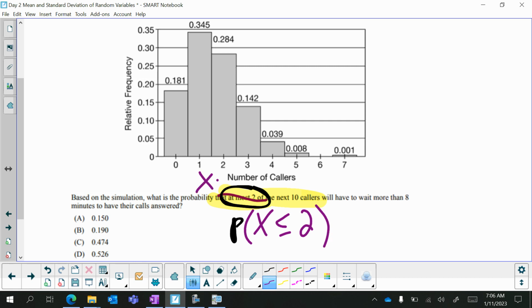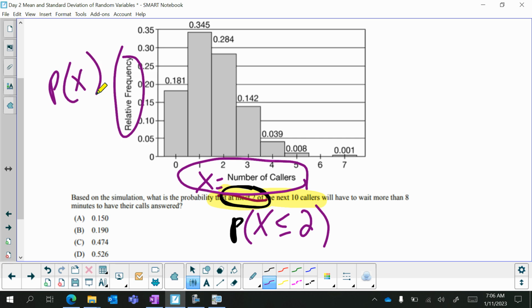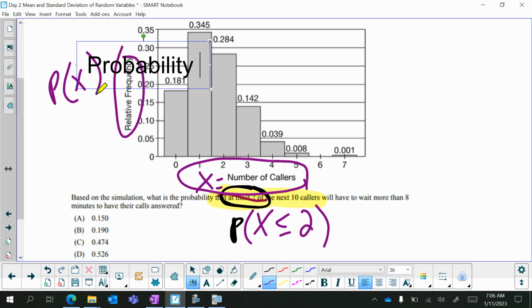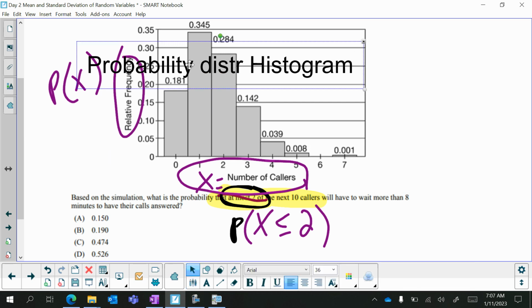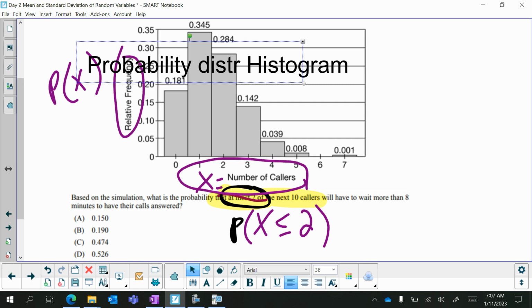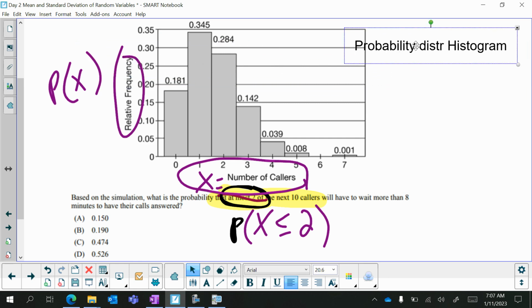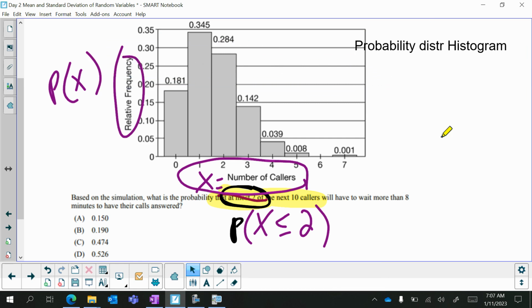We're going to let x be the random variable on the x-axis, which in this case is the number of callers. And you can have 0 through 7 callers. And then the y-axis is the p of x, which is the probability of the x variable. So remember, this is called a probability distribution histogram. And you see on the x-axis is the x values, and then the y-axis is the p of x values.